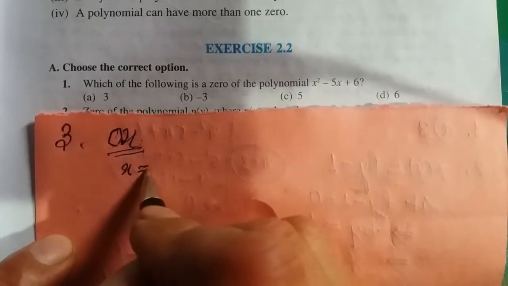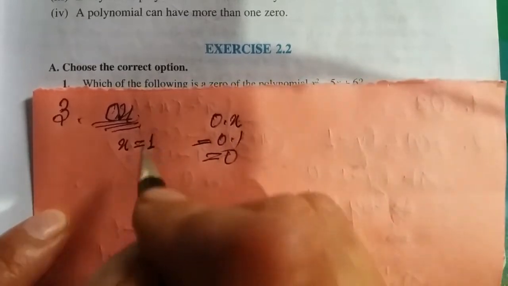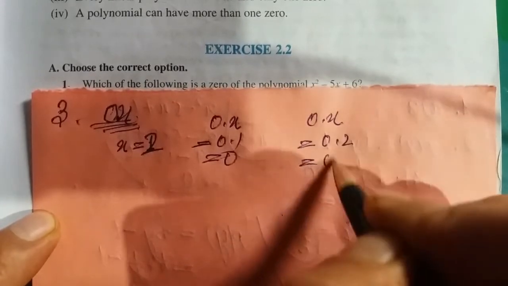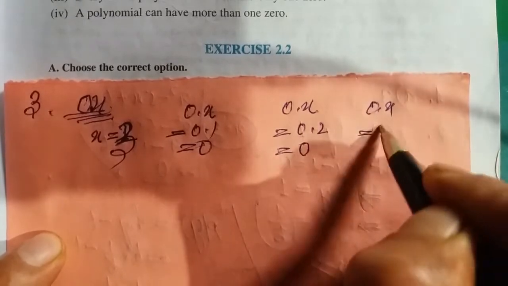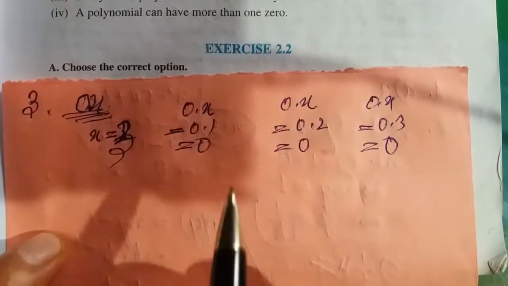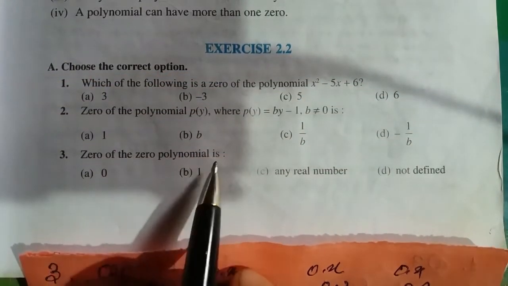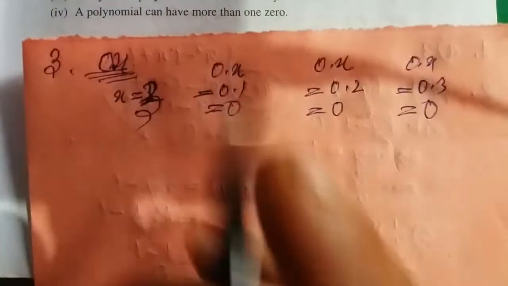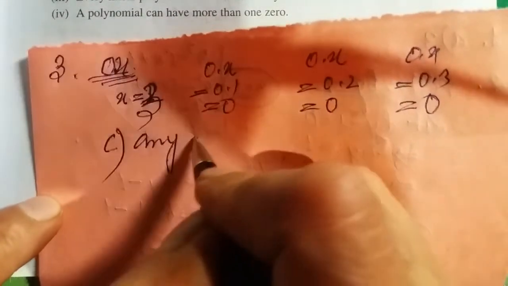So if you put x equal to 1, then this will become 0 into x, which is 0 into 1, which is 0. Even if you take 2 here, 0 into 2 gives you 0. And even if you take 3, you will also get 0, because 0 into 3 is 0. So the zero of the zero polynomial is any real number. The correct answer is C, any real number.